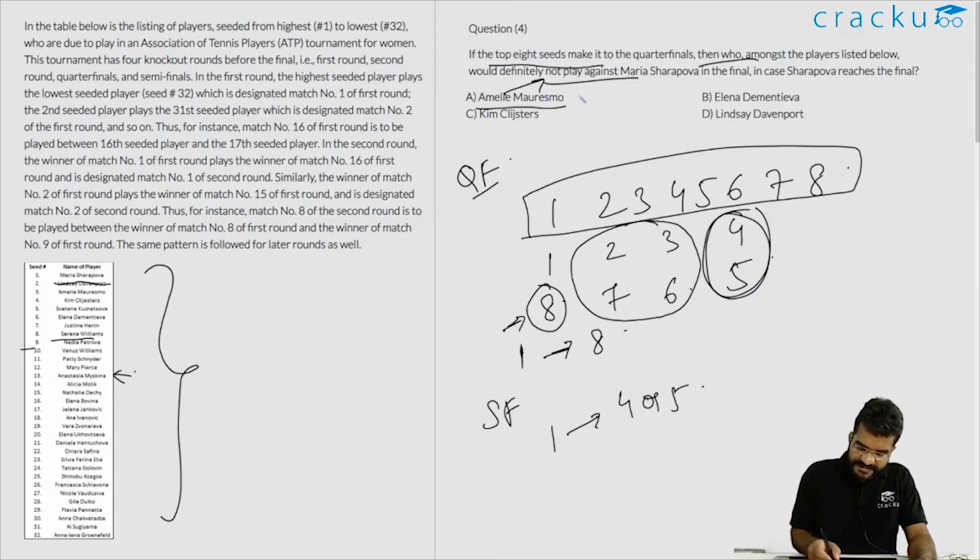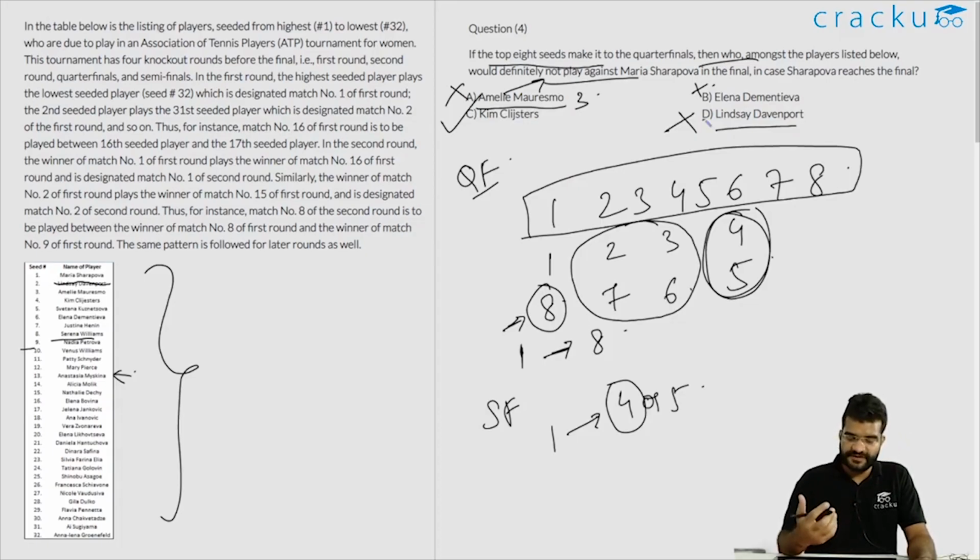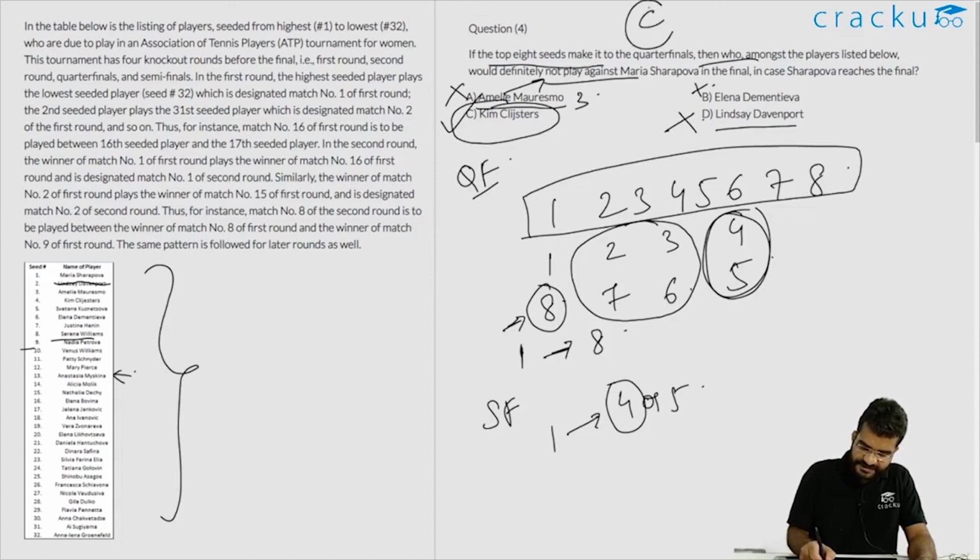We will figure out the seedings. Amelie Mauresmo is seed number 3, so she is not the answer. Elena Dementieva is seed number 6, so she is also not the answer. Kim Clijsters is seed number 4. We know that Kim Clijsters can face her only in the semi-final, so this is the correct answer. Just for completion, let us look at even the last option. Lindsay Davenport is seed number 2, so she is also not the correct answer. She also can face Maria Sharapova in the finals. So the correct answer is seed number 4, which is Kim Clijsters, which is option C.